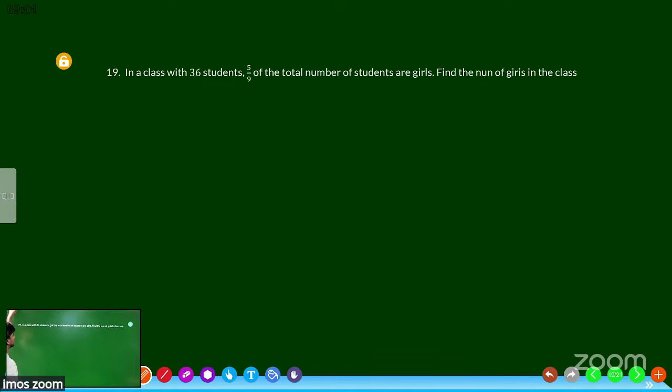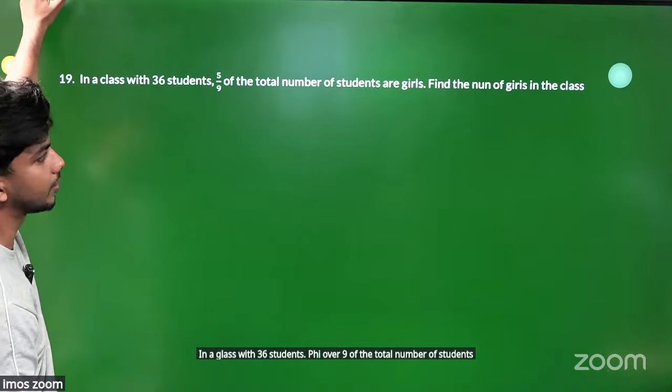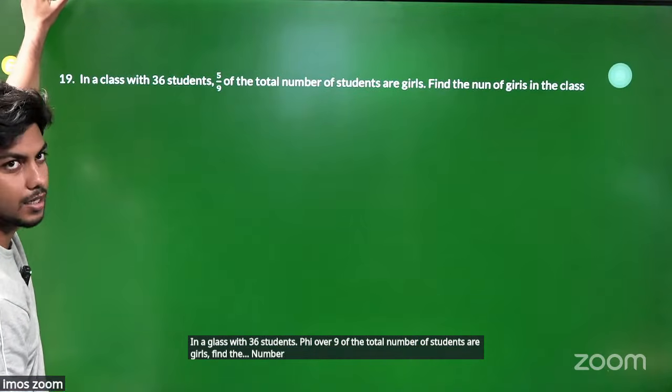In a class with 36 students, 5 over 9 of the total number of students are girls. Find the number of girls in the class.